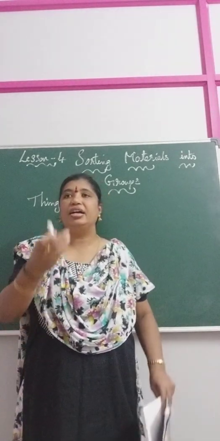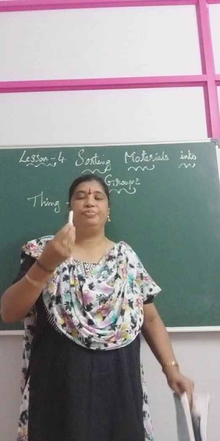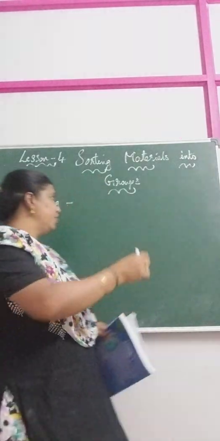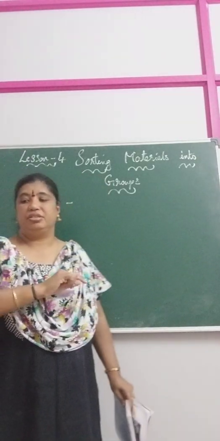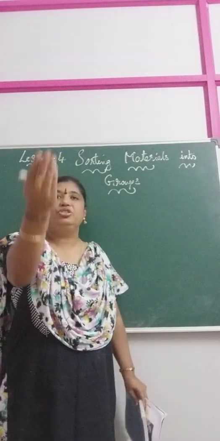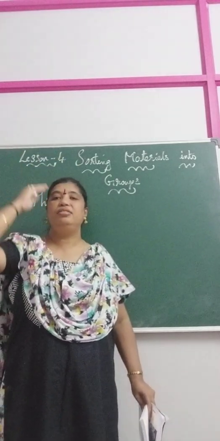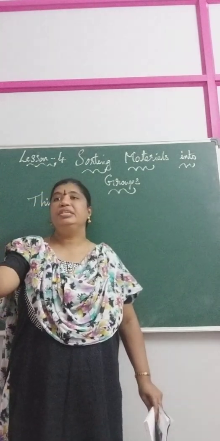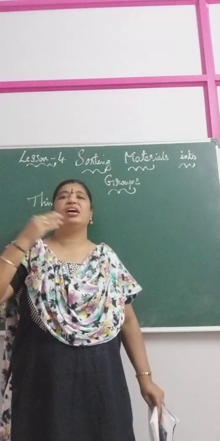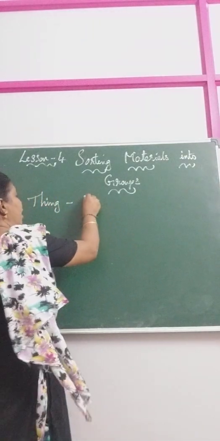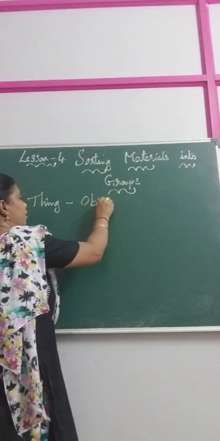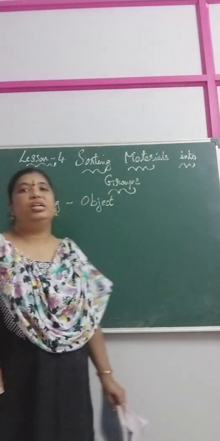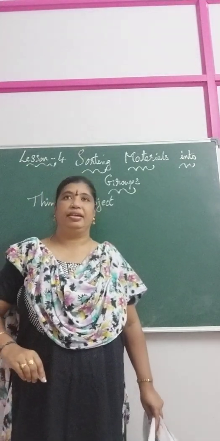Right? Now here I consider a chalk is an object, a book is an object, the board is an object, a table is an object, a chair is an object, the fan in the classroom is an object. At home, your dining table is an object. Whatever things are there around you, those are called objects. In other words, we call them things.